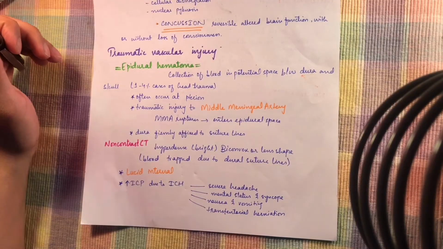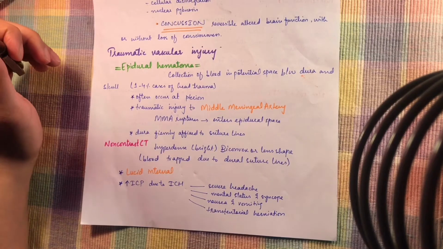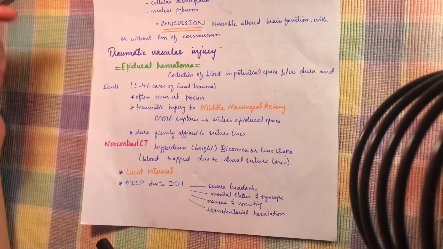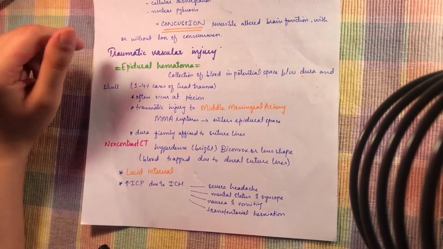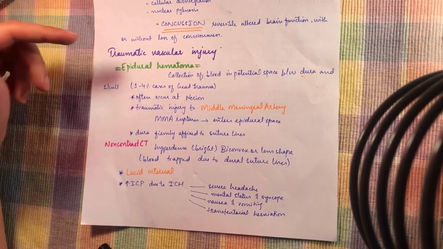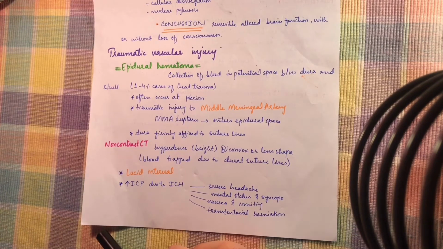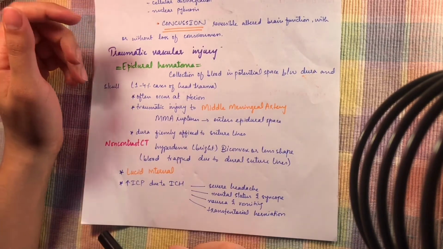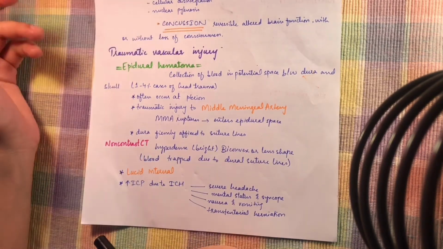Let's talk about traumatic vascular injury. In traumatic vascular injury, we're going to discuss three things: epidural hematoma, subdural hematoma, and subarachnoid hemorrhage. Talking about epidural hematoma, a hematoma is a collection of blood, and an epidural hematoma is a collection of blood in the space between the dura and the skull.